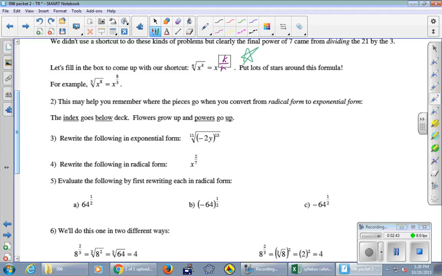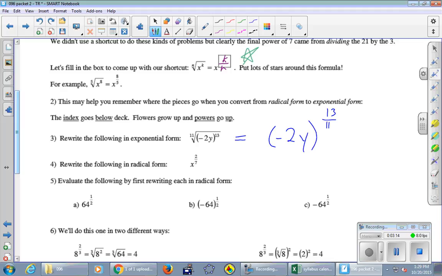Number 3 says rewrite this in exponential form. It is currently in radical form, and we want exponential form. So first thing, that negative 2y gets copied in parentheses, and we got to put a power up there. That power is going to involve both 11 and 13. One vote for 13 over 11. Other votes? Okay. There's really only one way to get it wrong, and that's to put 11 over 13. Just got to make sure you don't put that.